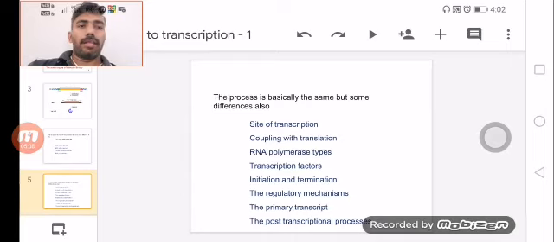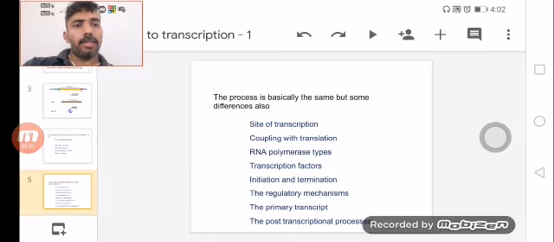The transcription factors involved are different. In bacteria, normally there is a transcription factor called the sigma factor, whereas in eukaryotic systems we have multiple transcription factors, and each set of these transcription factors is associated with specific polymerase enzymes. They are collectively called general transcription factors. Then the mechanism of transcription also differs between these two types of organisms, that is, in the initiation and termination processes they show differences.